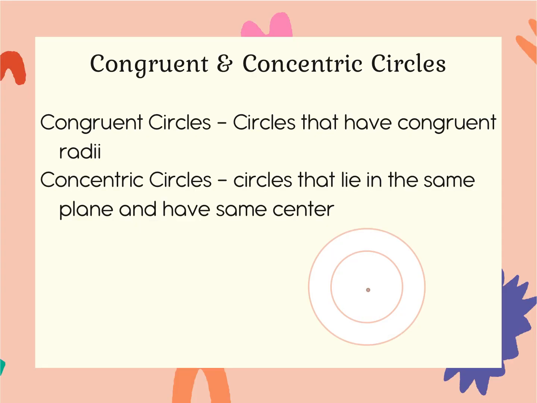All right, congruent and concentric circles. Congruent circles are circles that have congruent radii. Radii is plural for radius. So that means the radius is going to be the same measure every time. Concentric circles are circles that lie on the same plane and have the same center. That one is talking about this image right here. It's like a bullseye. This is a concentric circle.